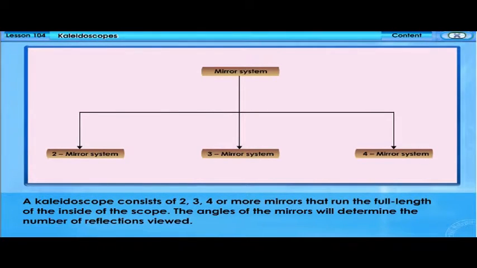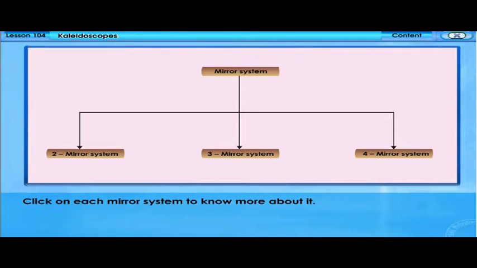A kaleidoscope consists of 2, 3, 4, or more mirrors that run the full length of the inside of the scope. The angles of the mirror will determine the number of reflections viewed. Click on each mirror system to know more about it.